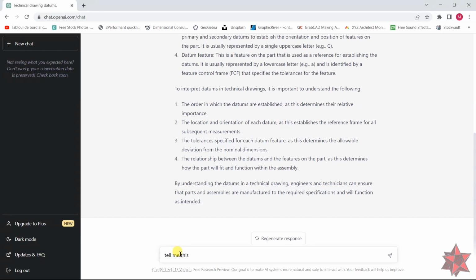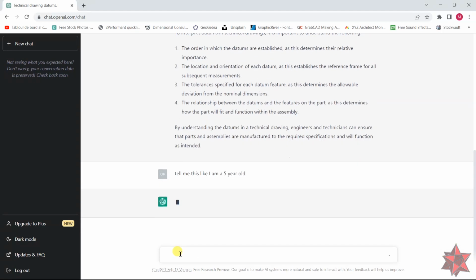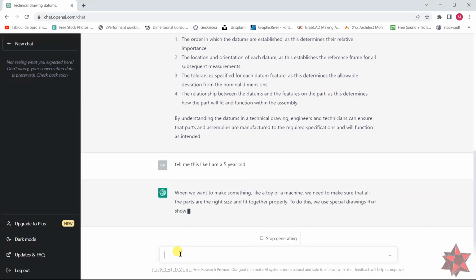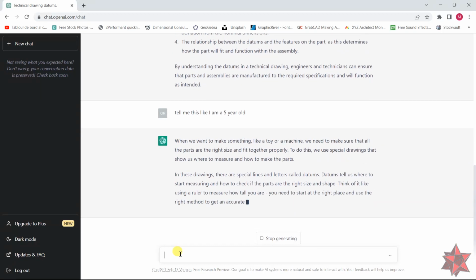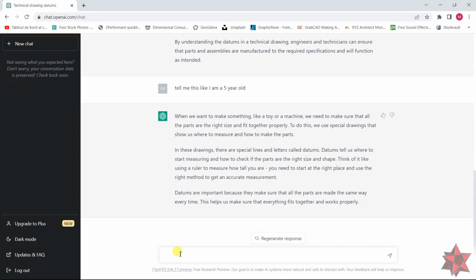this like I am a 5-year-old. Yeah, very good. Very good answer for a 5-year-old. Yeah, I think this narrows it, and pretty good job, OpenAI.